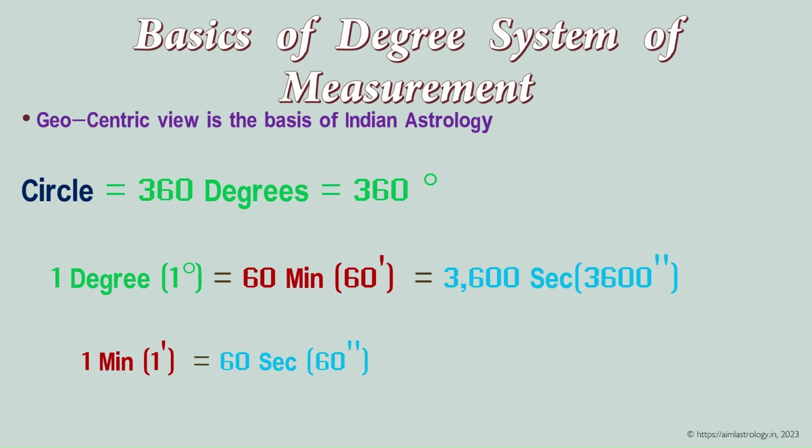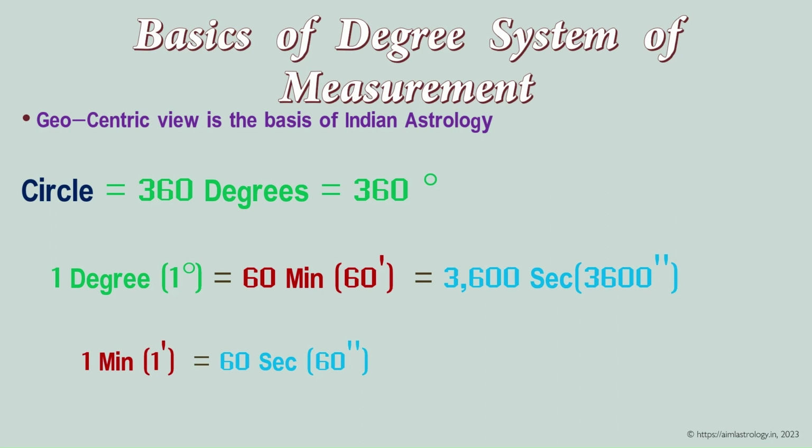As we all know, a circle consists of 360 degrees. In Indian astrology, we use the ecliptic path that is drawn by Earth as the basis for measuring the placement of planets on the 360-degree circle. The geocentric view is the very core of the Indian astrological system. When you see any planet on the ecliptic path, which is based on the geocentric view, the longitudes and latitudes on the ecliptic grid form the basis of Indian astrology.